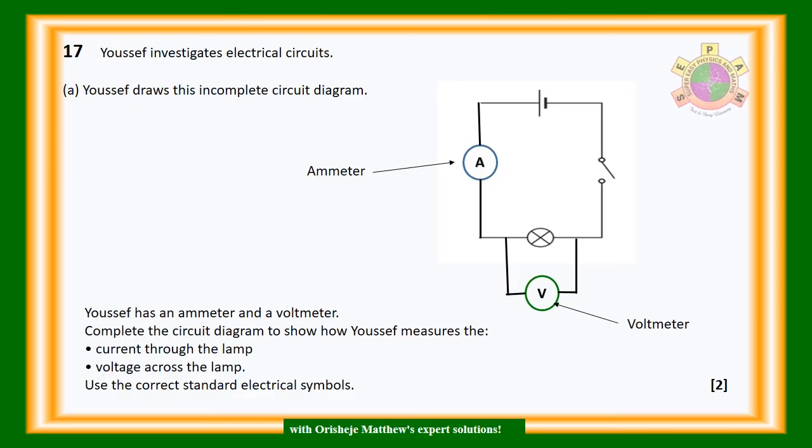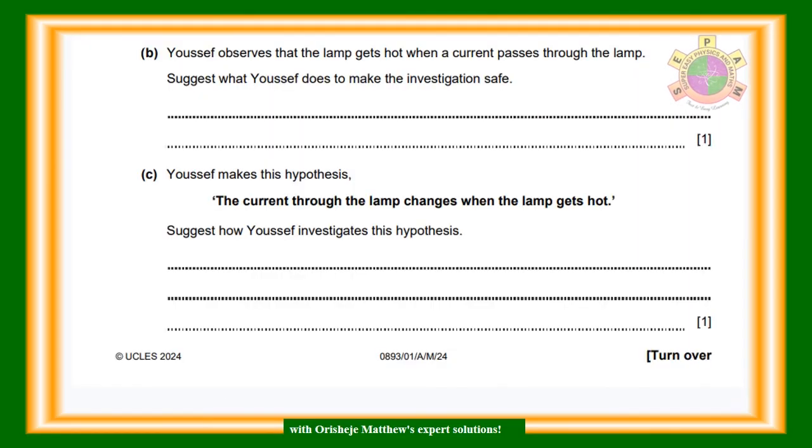Question 17b, Youssef observes that the lamp gets hot when a current passes through the lamp. Suggest what Youssef does to make the investigation safe. Safety of the investigation is the major concern here. He should not leave the switch on for too long but switch it off after taking each reading. He should use a smaller current or apply a smaller voltage.